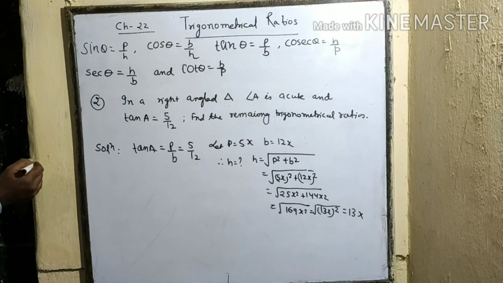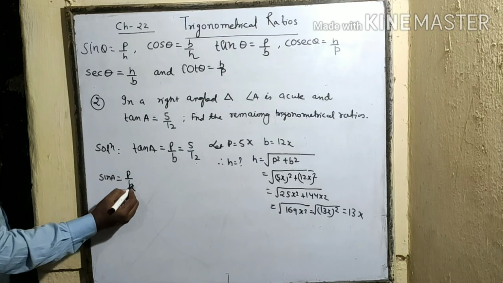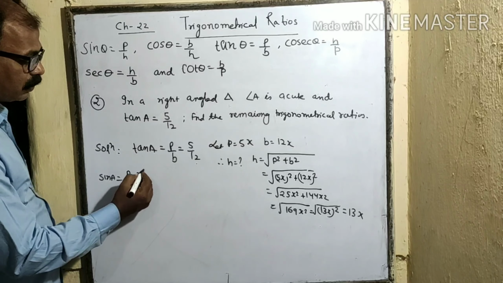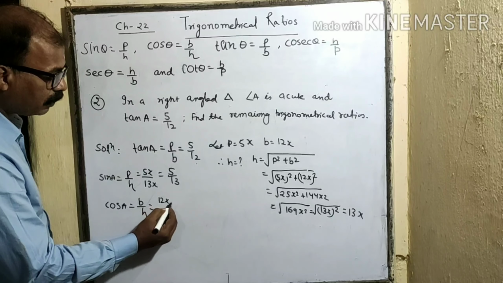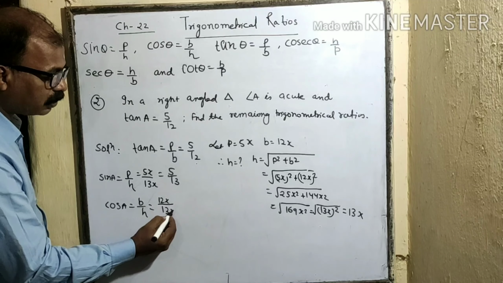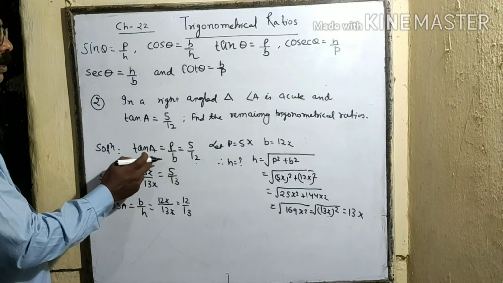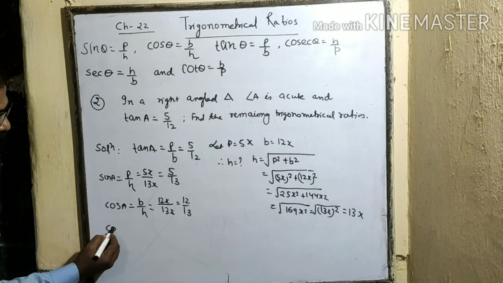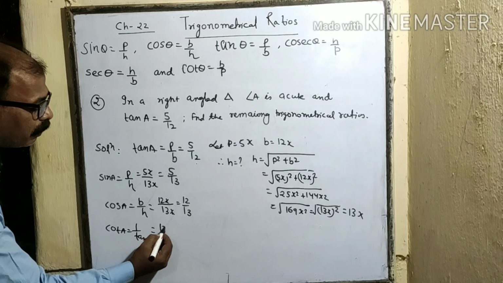Now since you have to find the rest of the trigonometric ratios, we'll write sin A. Sin A is equal to P by H. P we have considered 5x, and H we have got 13x. So the answer will be 5 by 13. Then you have to find cos A. It is B by H. B we know is 12x, and H we have just calculated 13x. So x will cancel, and it will be 12 by 13. Tan A we already know, tan A is equal to 5 by 12. So cot A will be just the opposite of tan A, that will come out as 12 by 5.